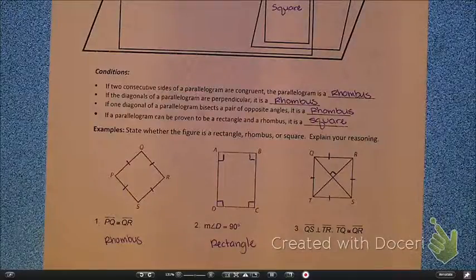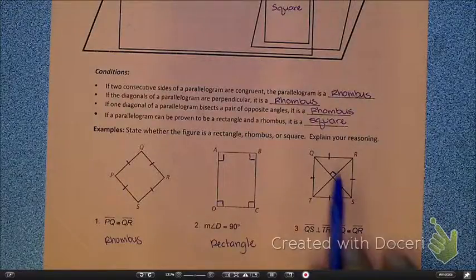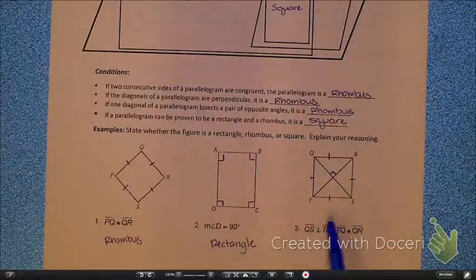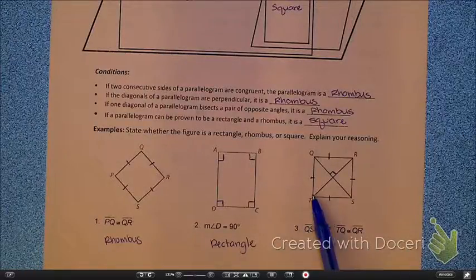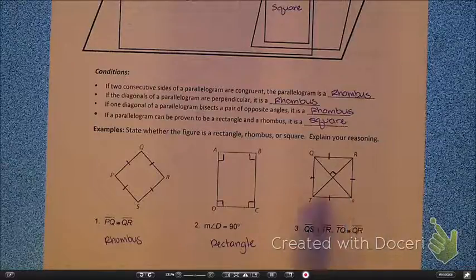Okay. Now, I have four congruent sides, and I have the diagonals are perpendicular to each other. Okay, I know it kind of looks like a square, but it didn't tell us here exactly what those angles were, so I can't actually assume that it's a square. So this one, it's also going to be a rhombus.